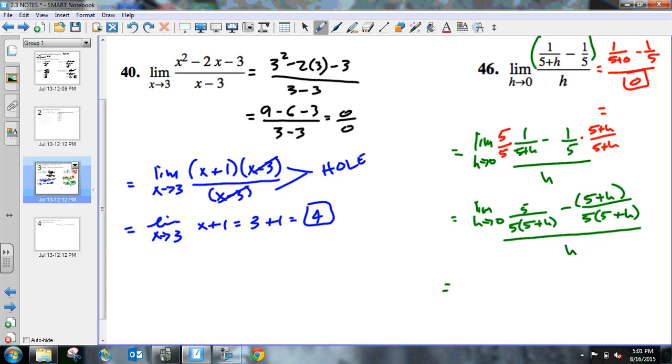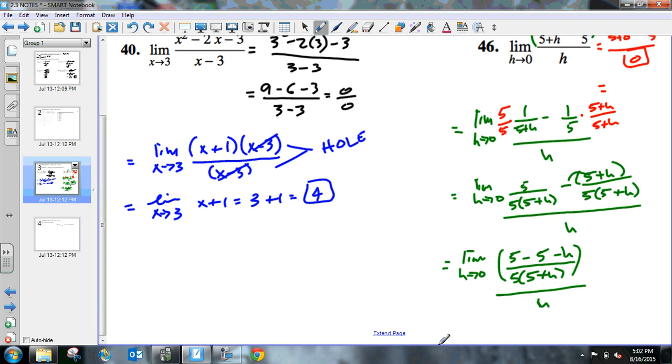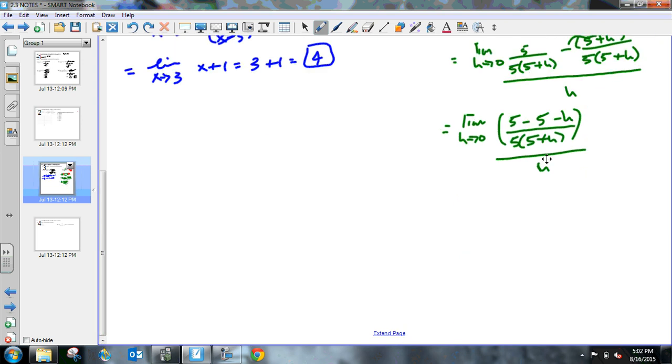So now I've got the limit as h approaches 0 of 5 minus, and I'm going to distribute my negative here, so 5 minus 5 minus h, all over 5 times 5 plus h. One fraction in my numerator, all divided by h. That's just part of one big fraction. So if I'm dividing by h, that's the same thing as multiplying by the reciprocal. This is the big step here, folks. This is where I got screwed up growing up when I was your age.